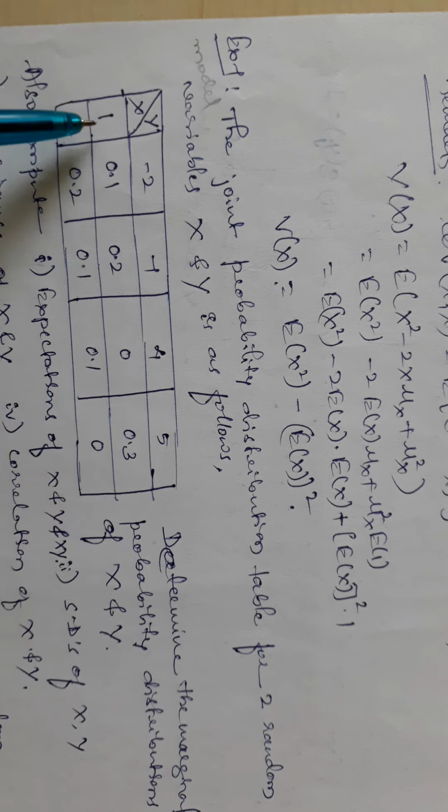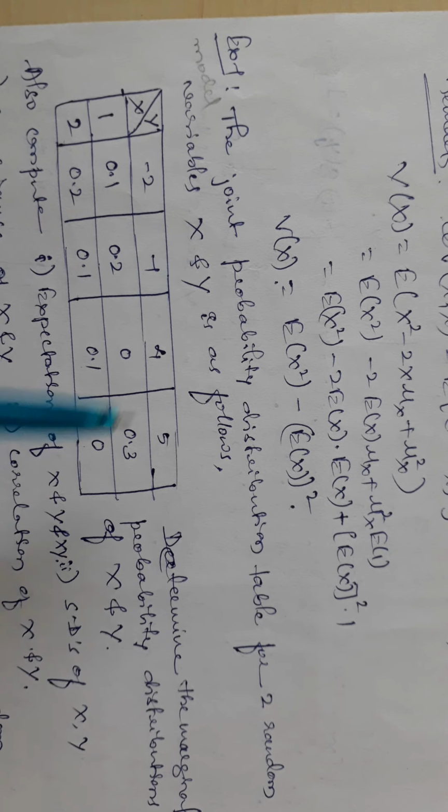Similarly, when x is 2, y is -2, the joint probability value is 0.2. When x is 2, y is -1, it is 0.1. When x is 2, y is 4, it is 0.1. And when x is 2, y is 5, it is 0. This is the given table.